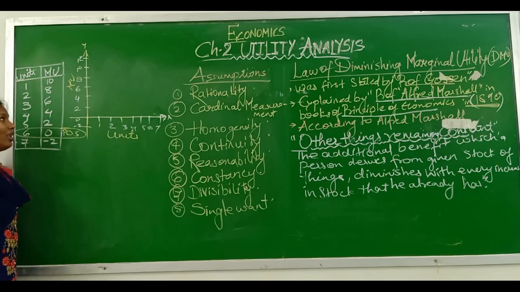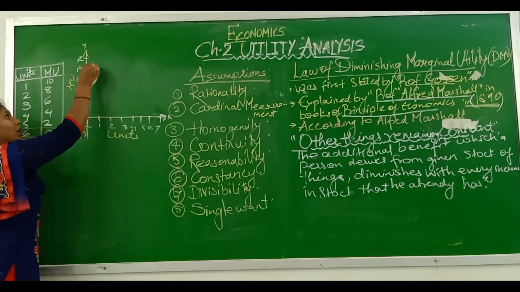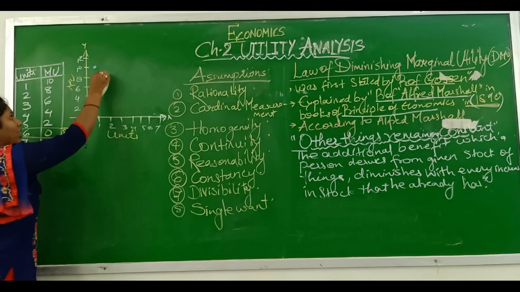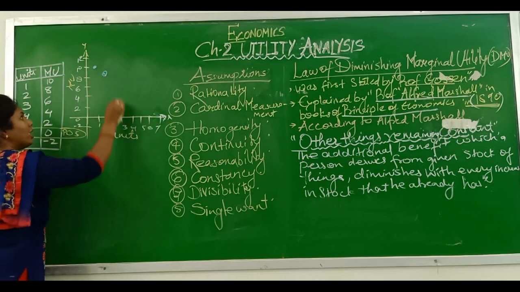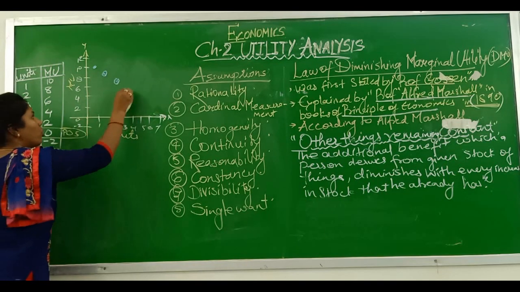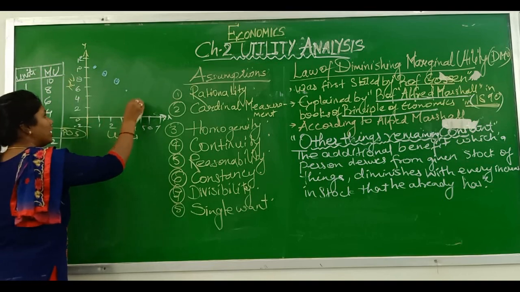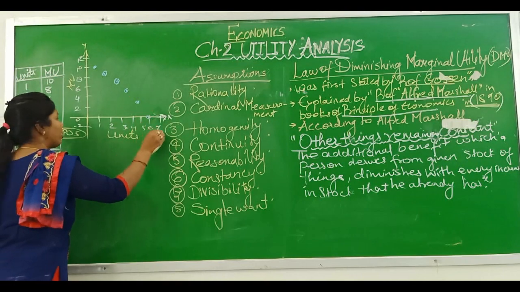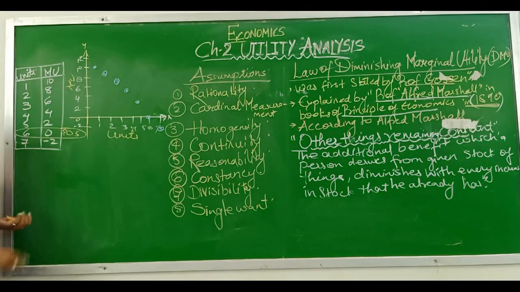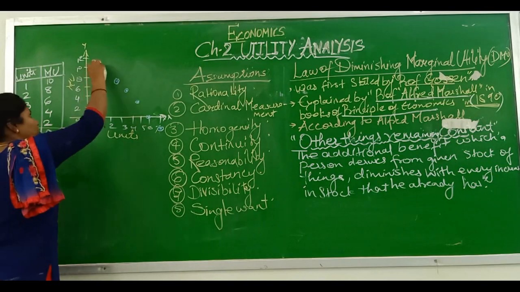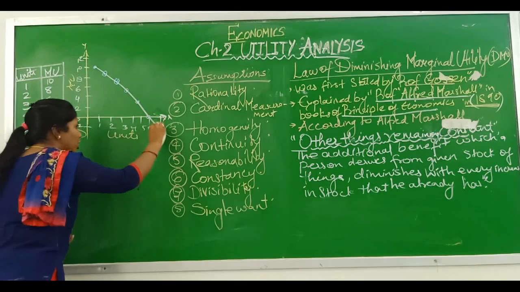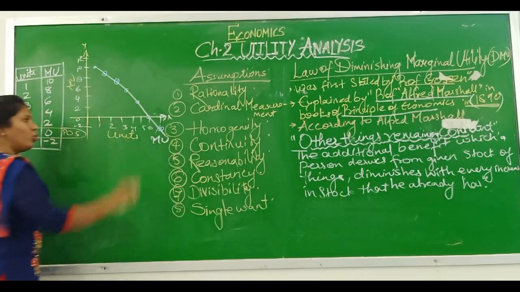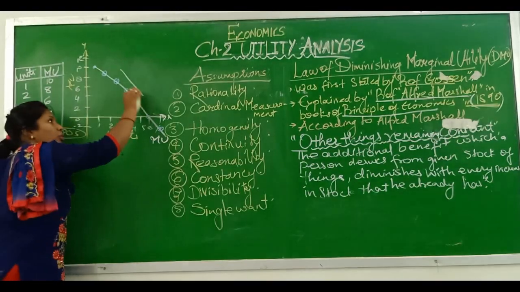At unit 1 marginal utility was maximum, that is 10. At unit 2 it is 8. Unit 3, it is 6. Unit 4, 4. Unit 5, 2. Unit 6, 0. At unit 7, minus 2. When we join all these points, we can see it's a downward slope. The marginal utility slope is downward from left to right.